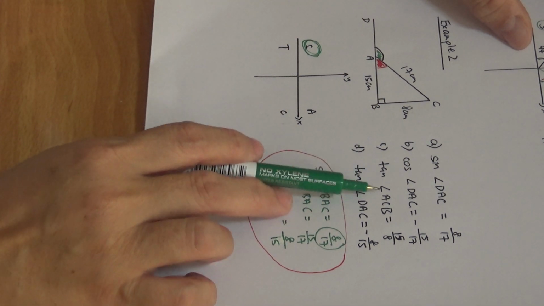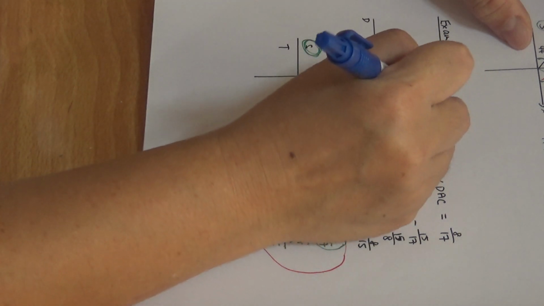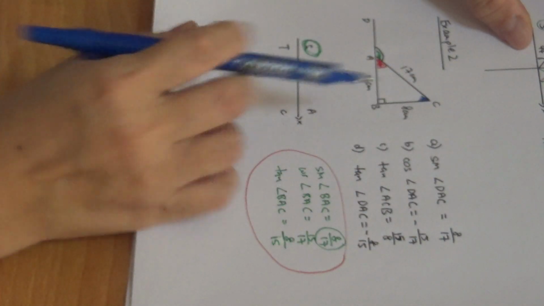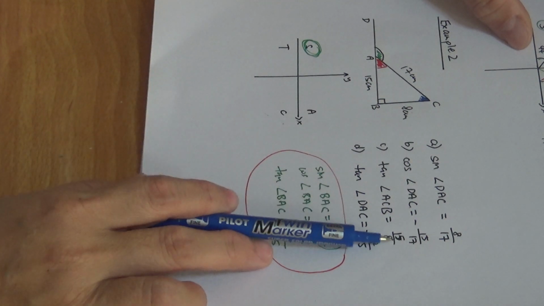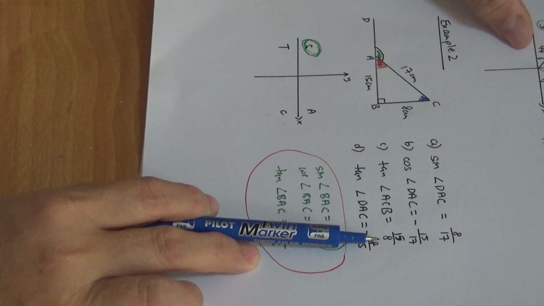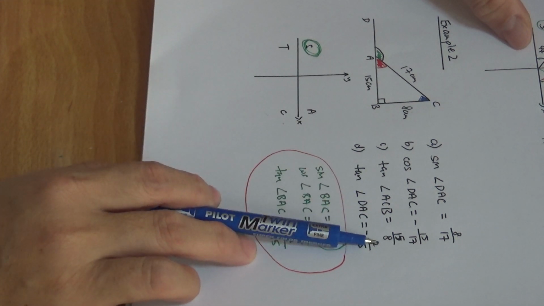Now what is tangent of angle ACB? Now ACB is this angle here. Tangent of this is opposite over adjacent, which is 15 over 8. This is an acute angle, so there's no problem, it's positive, 15 over 8.